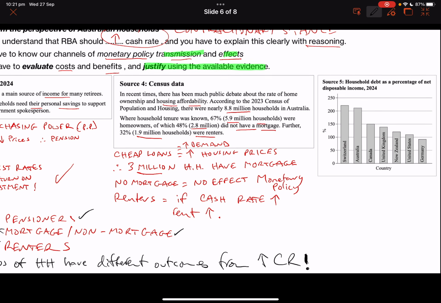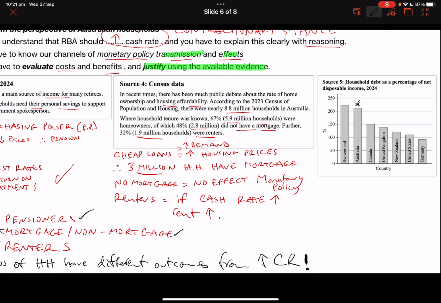A lot of you mentioned this here, source 5, household debt. Australia, once again, we can see it just here. Higher levels of household debt. If the cash rate rises, we already have household debt and we're high compared to other nations, okay? We're high compared to all these other nations. If the cash rate rises, household debt.